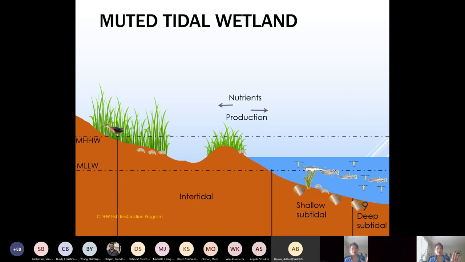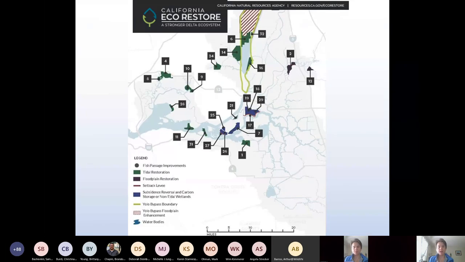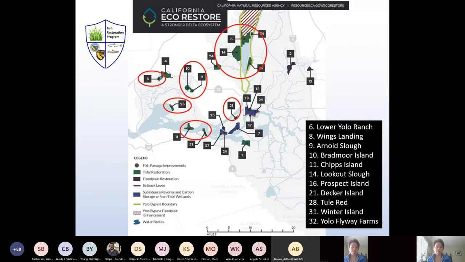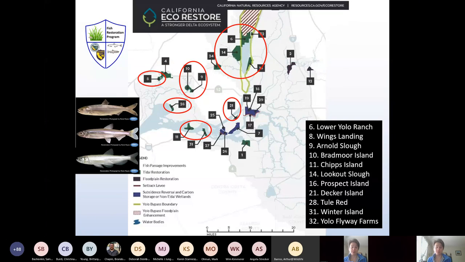I know, I'm sorry I mentioned fish, but it is kind of the impetus behind this particular study. The California Eco Restore effort is an effort to restore tidal wetlands and other fish habitat. And the Fish Restoration Program is a collaborative program between the Department of Water Resources and the Department of Fish and Wildlife to restore tidal wetlands specifically for salmon and smelt habitat.